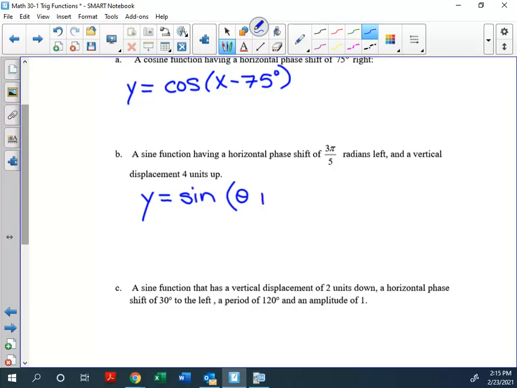I'm going to the left, so I'm adding 3 pi over 5. And then I go up 4 units. No trick. There's no trick in these. Identify your A, your B, your C, your D, put them in. So why don't you guys try C?